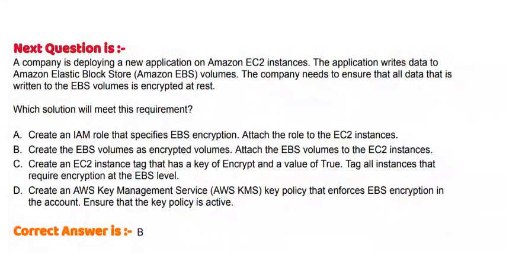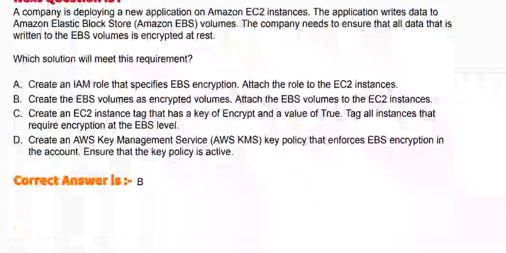Option C. Create an EC2 instance tag that has a key of encrypt and a value of true. Tag all instances that require encryption at the EBS level. And option D. Create an AWS Key Management Service key policy that enforces EBS encryption in the account. Ensure that the key policy is active. And the correct answer is option B.